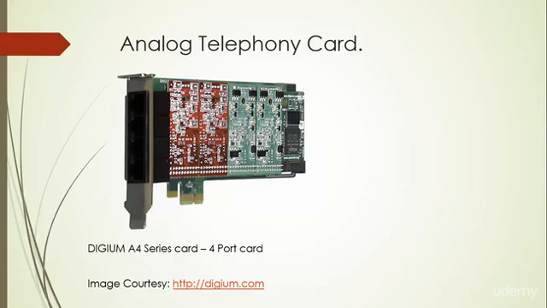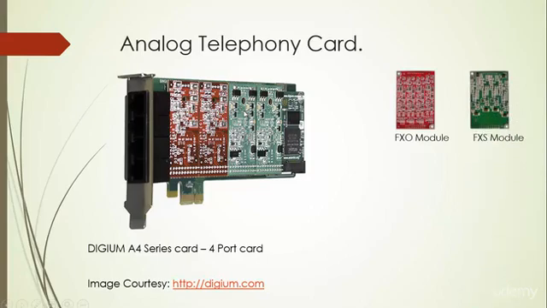phone provider. As you can see on the card, there are red and green circuits or chipsets. What are these? The red one is known as the FXO module and the green one is known as the FXS module. What do these modules do? Let's try to understand that.